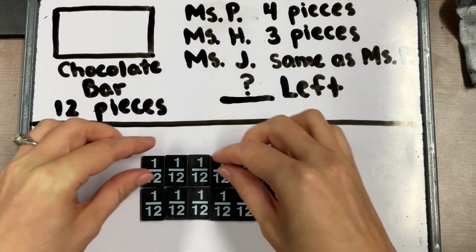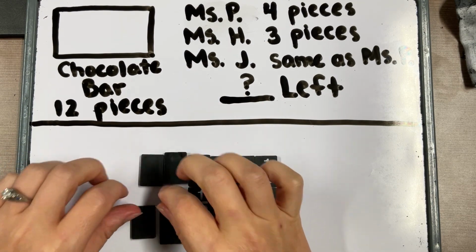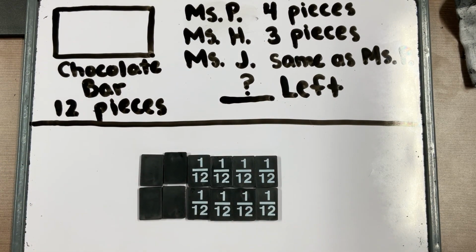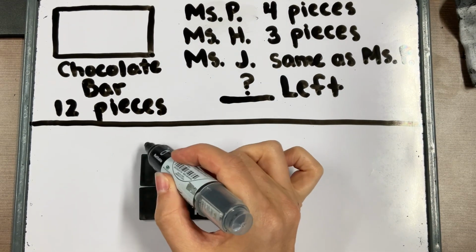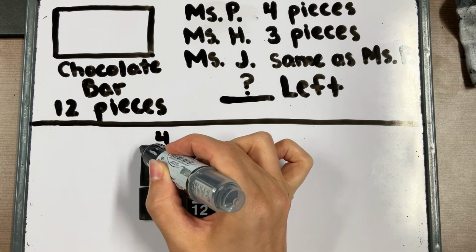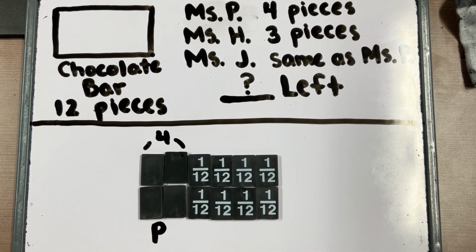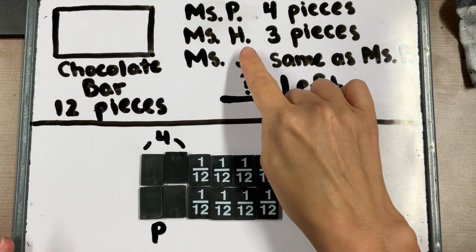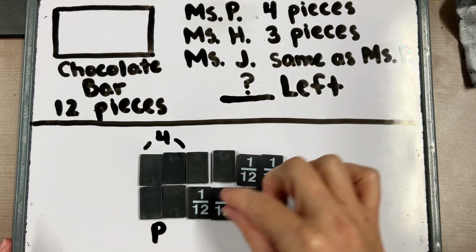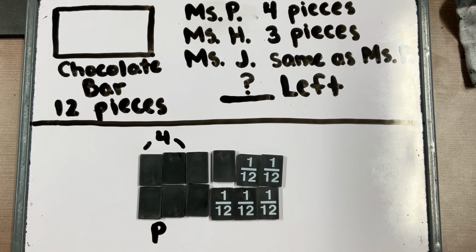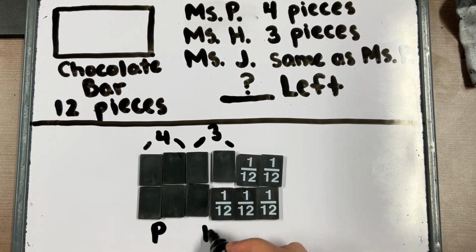So I know that Miss Pauline had 4 pieces, so I might turn over these 4 for Miss Pauline. So I could label it here, so 4. Miss Pauline, I'll put P for Miss Pauline. And then Miss Hoff had 3 pieces. 1, 2, 3 pieces. So these 3 are Miss Hoff.